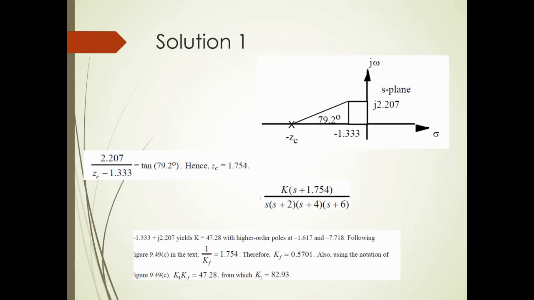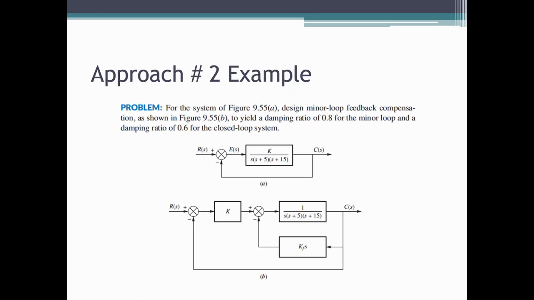That's all. Here we have an example of approach number 2, which again allows us to use feedback compensation to design a minor loop transient response that is separate from the closed loop system response. So here we have the problem. For the system of figure 8, we're going to design a minor loop feedback compensation that is shown in figure B, in which the minor loop will yield a damping ratio of 0.8 and the closed loop system will yield a damping ratio of 0.6.